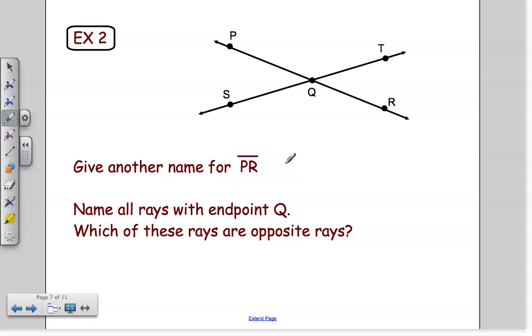And again, to give another name for it, I would just change those letters. Line segment RP, again, no arrows, we're talking about the segment.